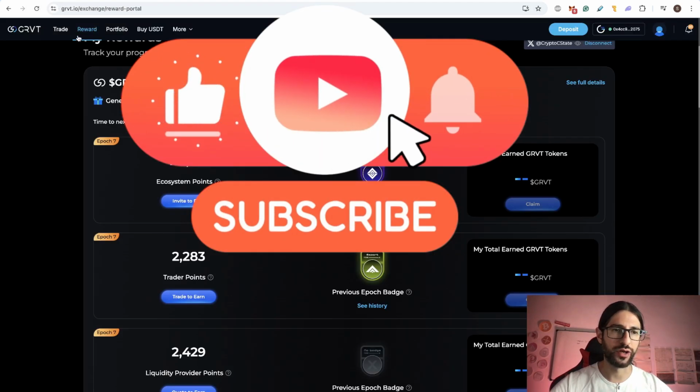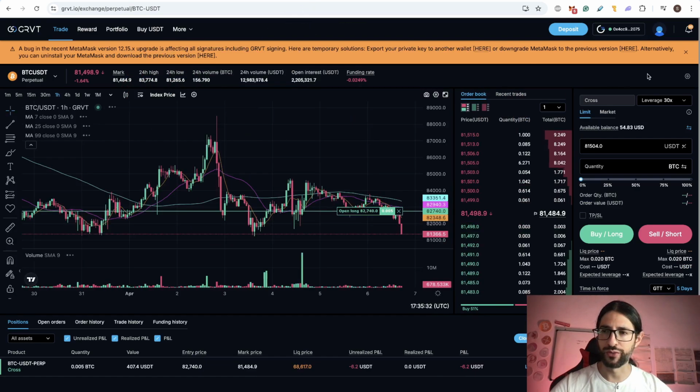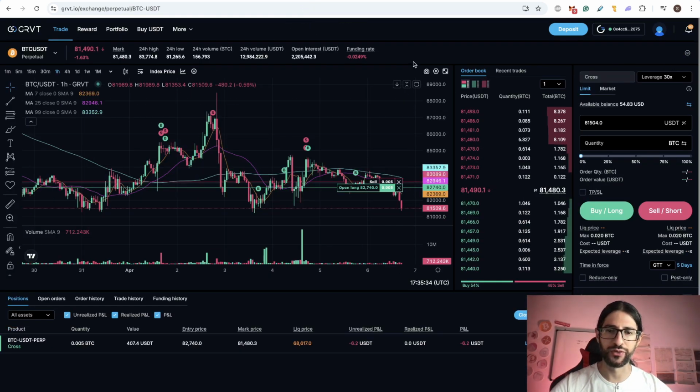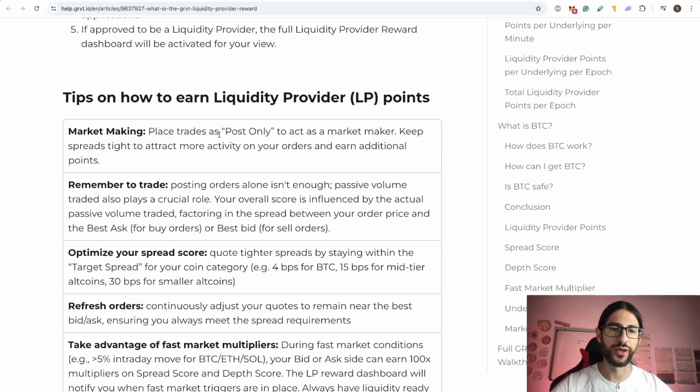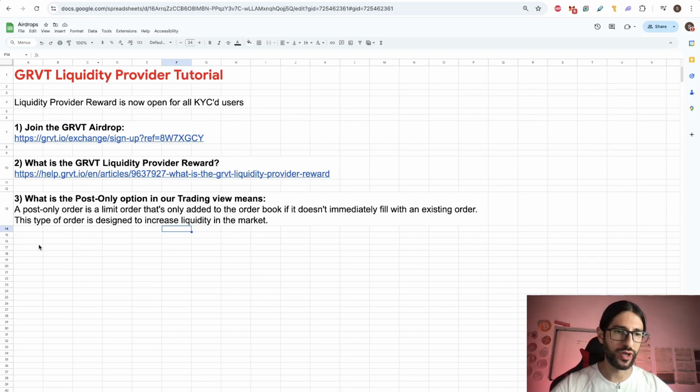So when you are here and you go to the trade section, you are going to be providing liquidity on the same concept that you may know on a DEX, when you put in 2 pairs of tokens. So you send some part Bitcoin, some part USDC, and you start providing liquidity. That is not the way that this works here when you are talking about providing liquidity on the order book. So the first thing that we commented on here is that you need to place trade orders post only. The post only definition is on the trading view that you have there. A post only order is a limit order that's only added to the order book if it doesn't immediately fill with an existing order.